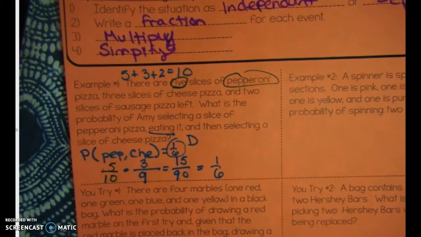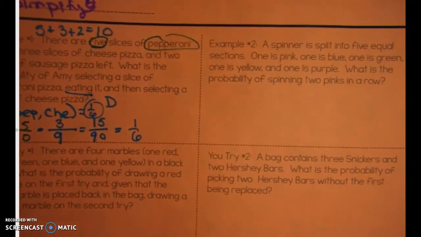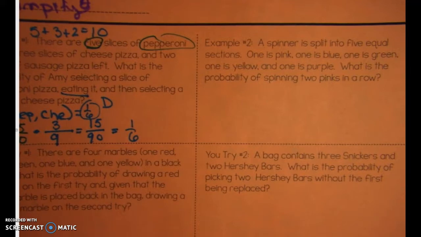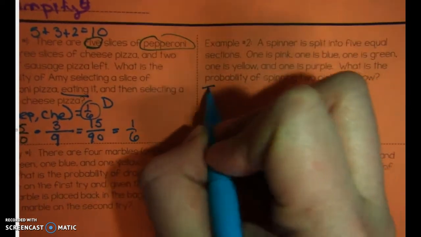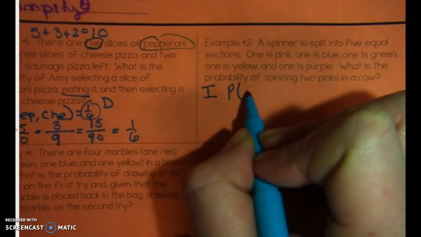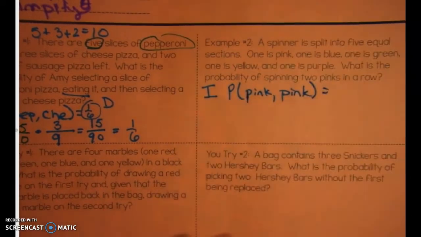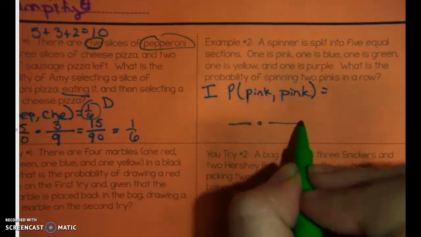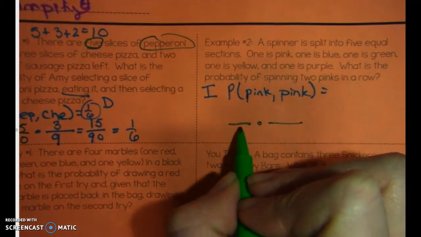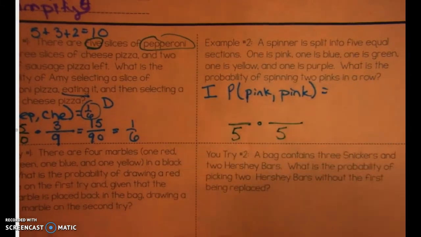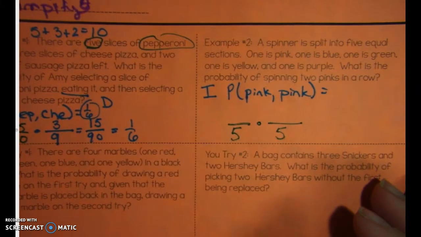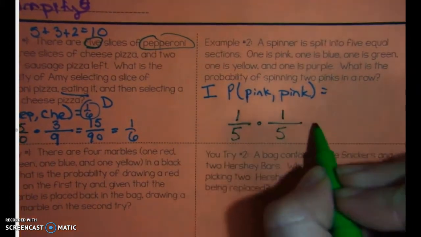Okay. All right. Example 2, a spinner is split into 5 equal sections: 1 pink, 1 blue, 1 green, 1 yellow, and 1 purple. What's the probability of spinning 2 pinks in a row? What do we think, independent or dependent? Independent. Very good. All right, so I wanted the probability of getting pink and then pink again. So remember, independent, my denominators aren't going to change. They're going to stay the same. So there's 5 equal pieces. How many sections are pink? 1. So 1/5 times 1/5 would be?